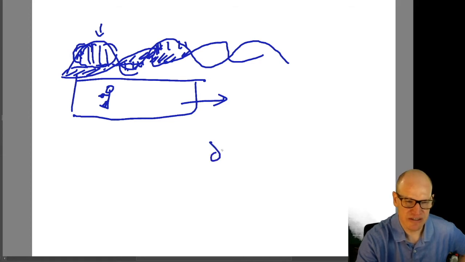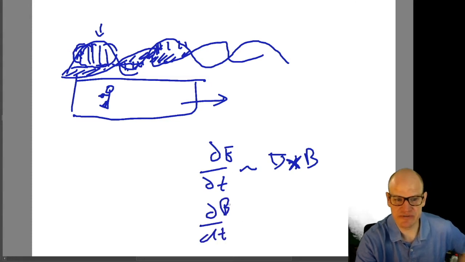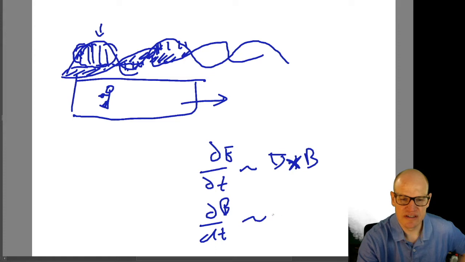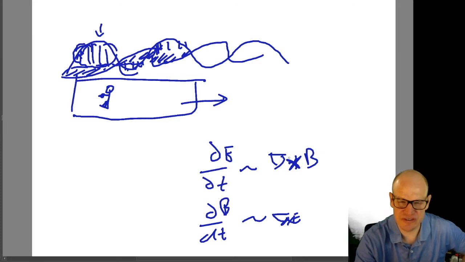So it's this, dE/dt, squiggles, the curl of B, something like this, that's a cross. And then you have dB/dt, so the time-changing electric field and the time-changing magnetic field, they squiggle, del cross E. The curvature, or the curl of these two fields, one of them has a minus sign, I think it's this one that has a minus sign.